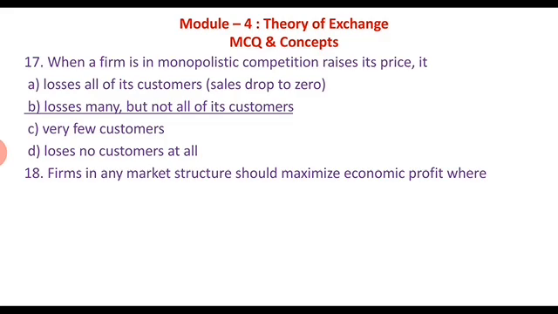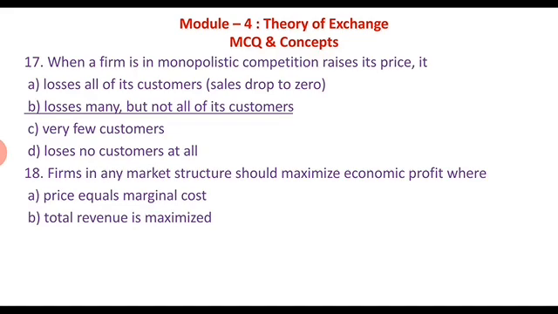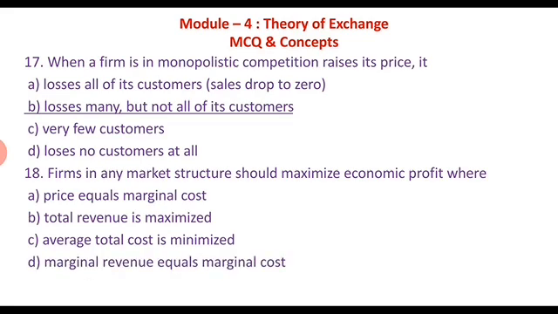18th question. Firms in any market structure should maximize economic profit where A. Prices equal marginal cost. B. Total revenue is maximized. C. Average total cost is minimized. D. Marginal revenue equals marginal cost. Answer is marginal revenue equals marginal cost.